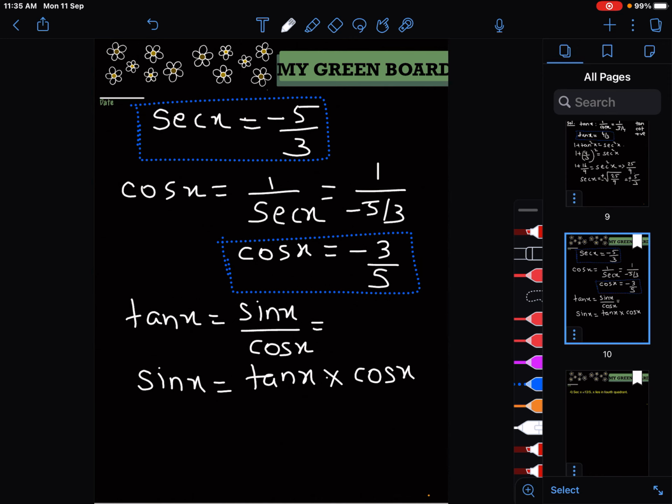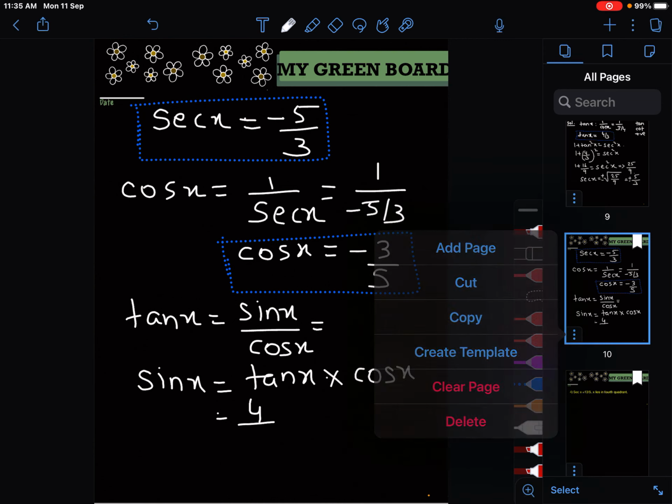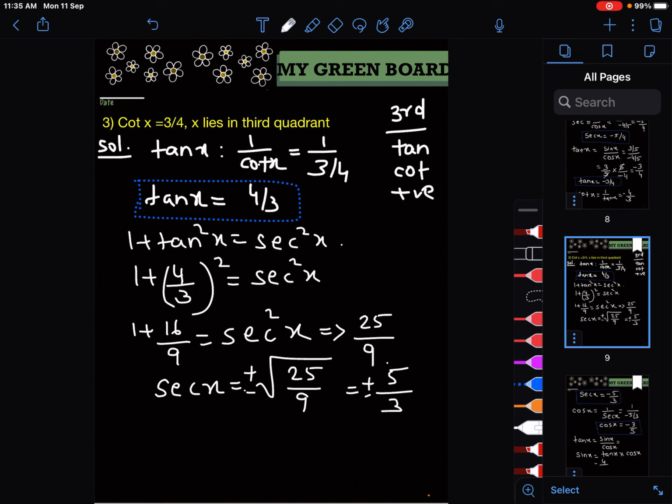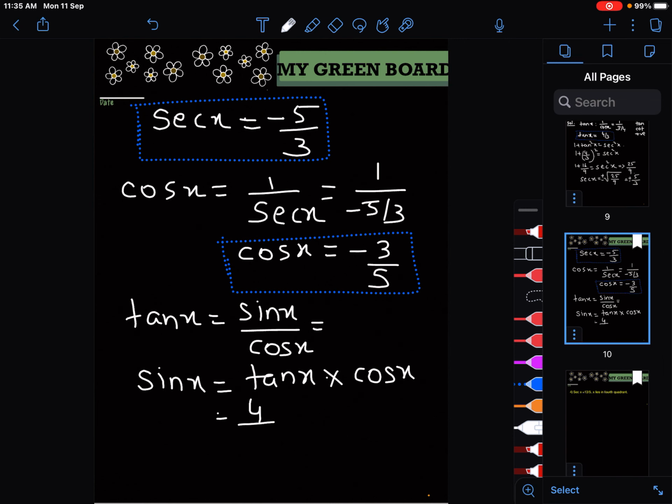This cos x will go up. So it is equal to tan x value we know. The value of tan x we have got is 4 by 3. Okay. So 4 by 3 into value of cos x, which is minus 3 by 5. So 3 gets cancelled. The value of sin x will be minus 4 by 5. Okay. Got it children? So we got all the values now.